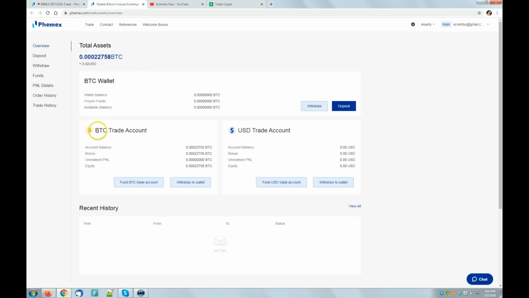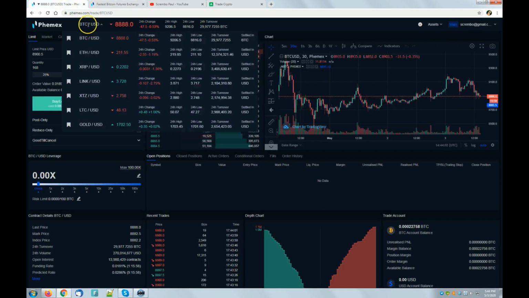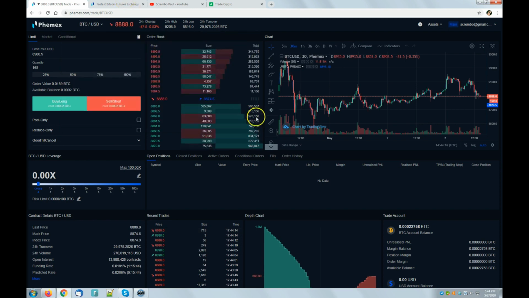If you put money into BTC trade account, because this is what you funded from your main account, and then you go into Ethereum paired up with the USD, which is settled in USD and it works with USD, you're not going to have any funds to trade with. And you might get scared that your funds have disappeared. No, that's just simply for a different category, which is the USD portfolio.